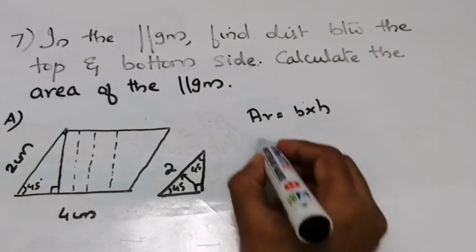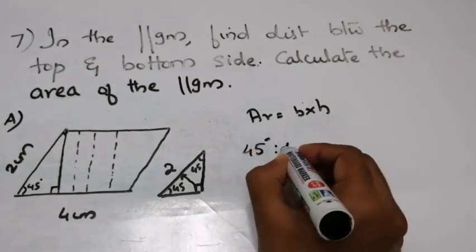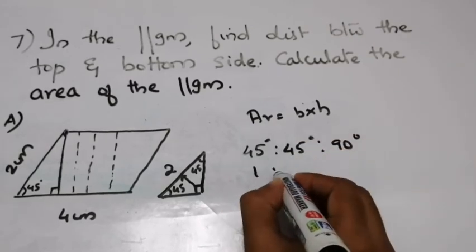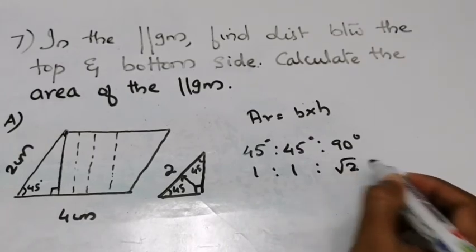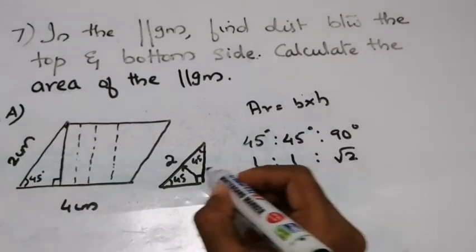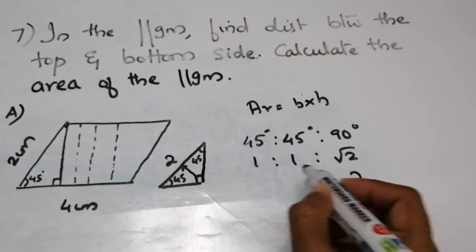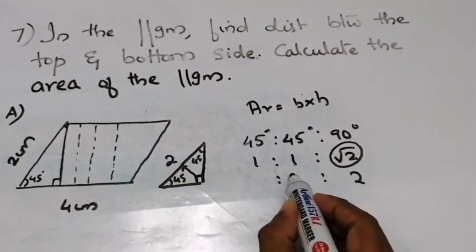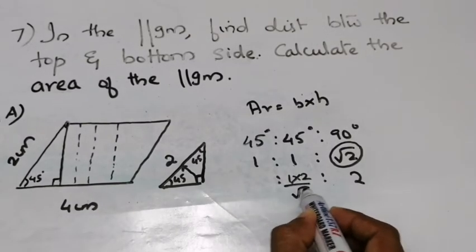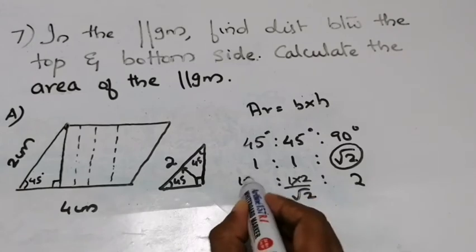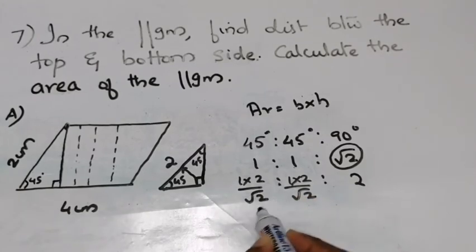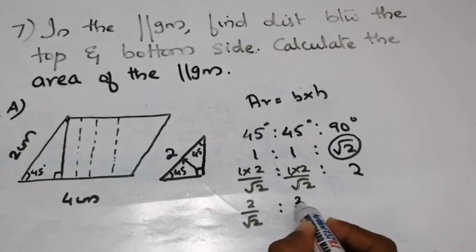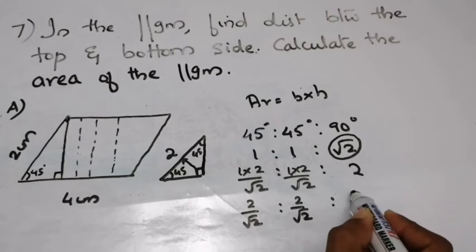And what combination is this one? We have 45 degree, 45 degree, 90 degree, and we know the ratio is 1 : 1 : root 2. So what is the side opposite to 90 degree given? 2. Then the side opposite to 45 degree is 2 by root 2. So let us see how we can find this one. 1 into 2 divided by root 2, 1 into 2 is 2, so 2 by root 2. Here also it is 2 by root 2.